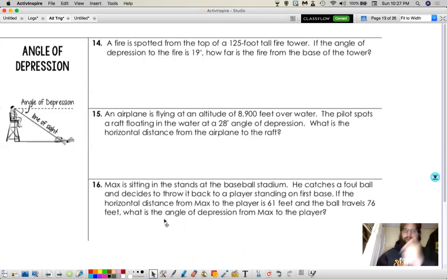It's okay. Angle of depression. So again, if you want to, you can always just set it up like this and make sense of the problem, but I'm going to draw them how the scenario should be. The man is sitting on top of a 125-foot tall fire tower. So that's 125. This is our horizontal, not the ground. The angle of depression is going to be right here, 19 degrees. How far is the fire from the base of the tower?